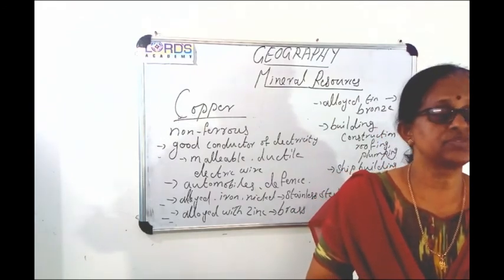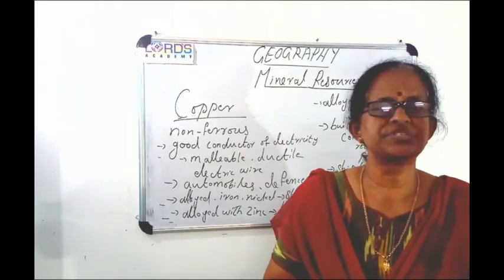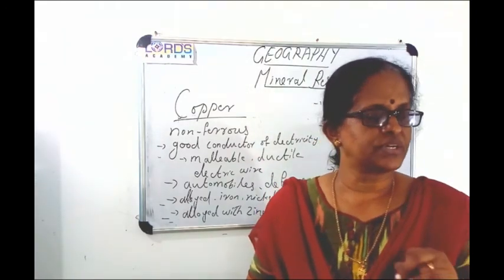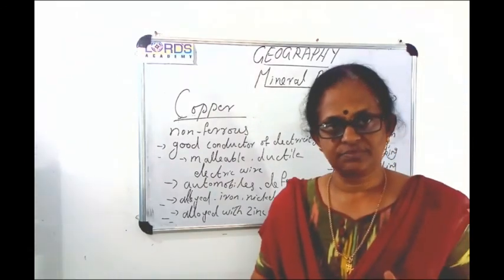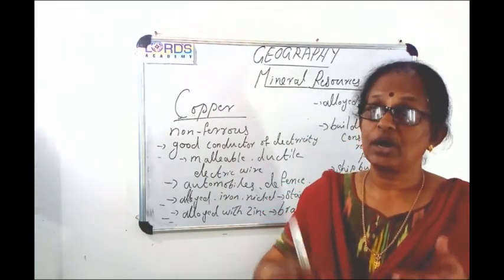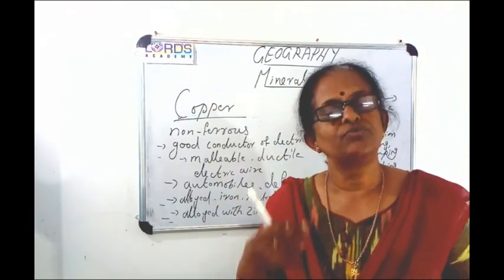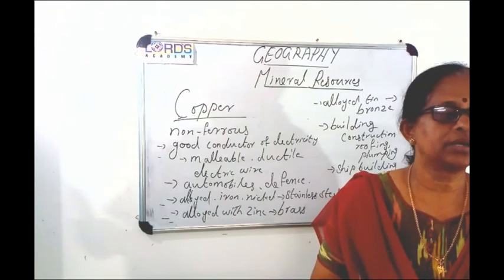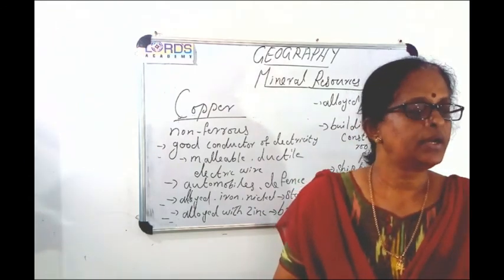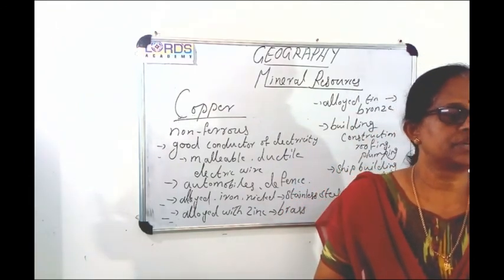The main areas where copper is found in India, only 4 states are named there. What are they? Madhya Pradesh, Rajasthan, Maharashtra and Jharkhand. For other minerals we have seen many states, but here only 4 states. Main one is Madhya Pradesh, where Balaghat, Jabalpur and Betul. And Rajasthan, many districts.